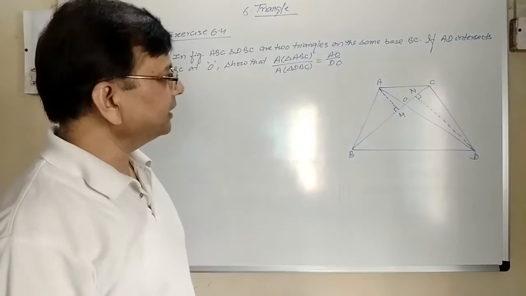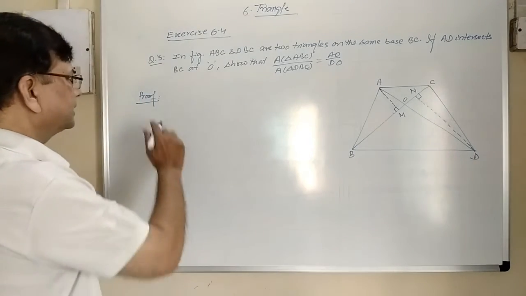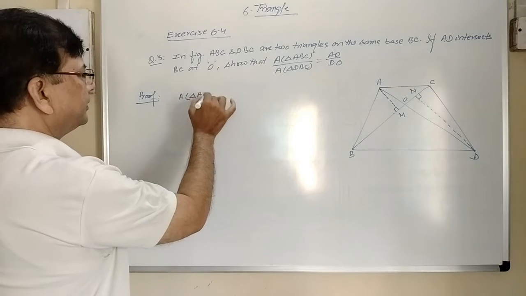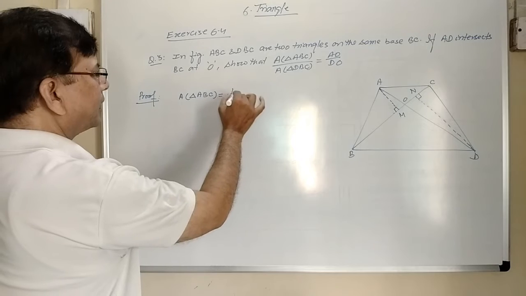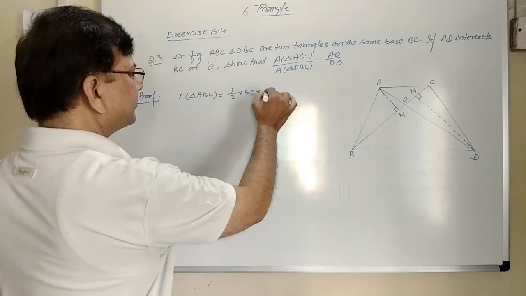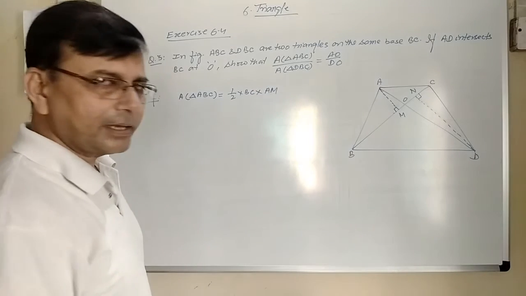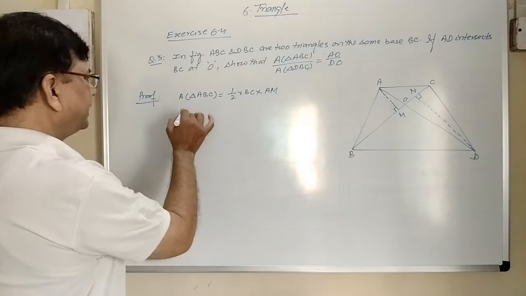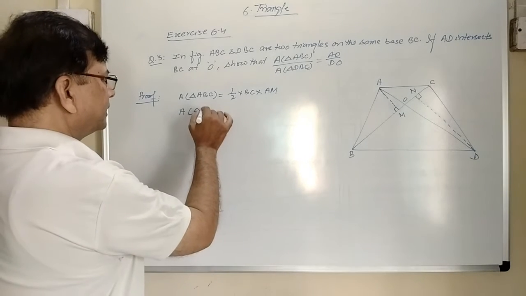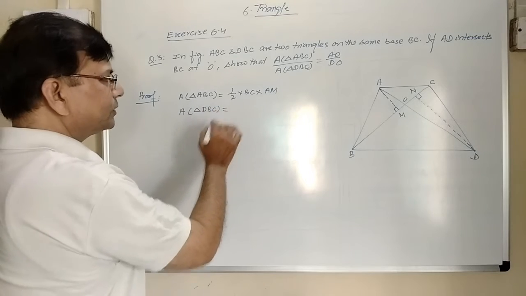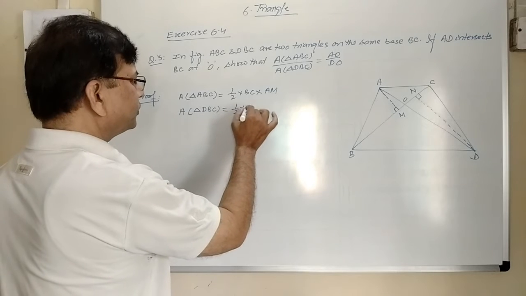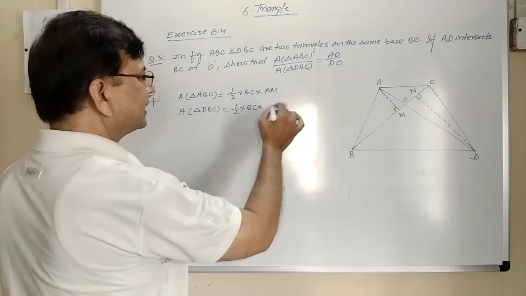So now we will find the areas of these two triangles. Now the area of triangle ABC is equal to half into base BC and height AM. That is the area of triangle ABC, and the area of triangle DBC is equal to half into base BC into height DN.